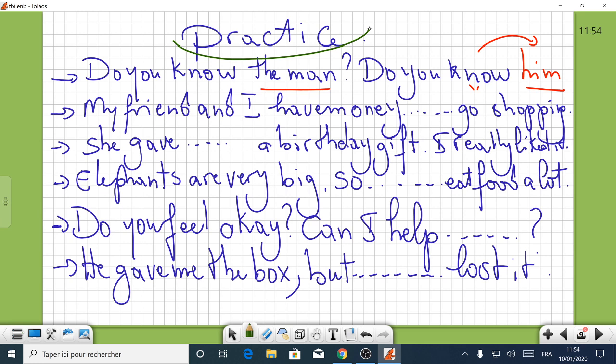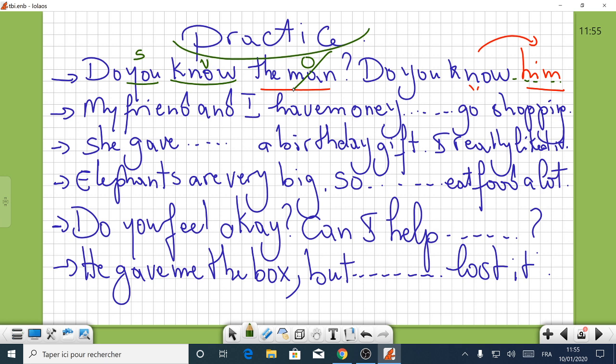Do you know the man? So what is the man here? The man as an object. Well, so what do we have? This is you as a subject in the sentence, and we have know as a verb, and this is the object. So here, in order not to repeat the man, we say, do you know him? I replace the man by him here.